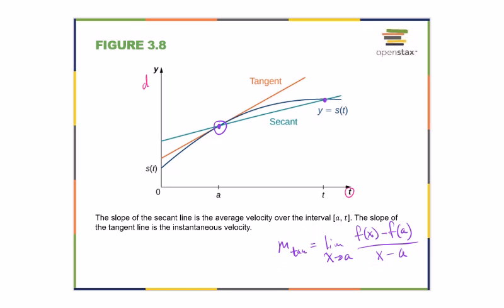And remember that the slope of the tangent line is also equivalent to the instantaneous velocity of that object at any given point. Okay, and so if we can find the slope of the tangent line, that'll tell us the instantaneous velocity. And so therefore, the instantaneous velocity at a point is equal to the derivative at that point.